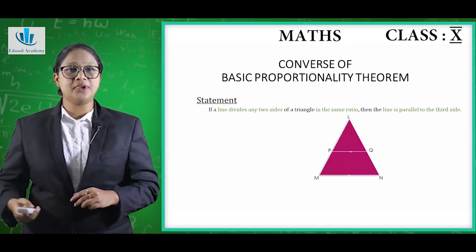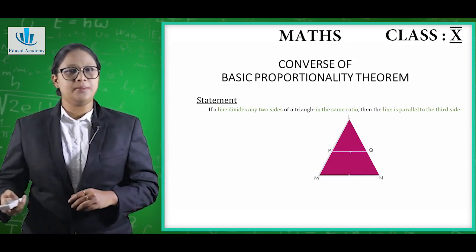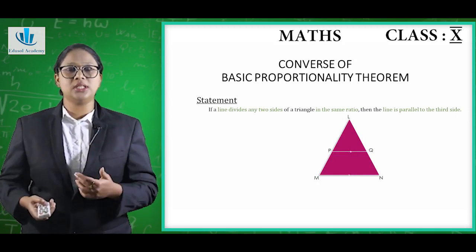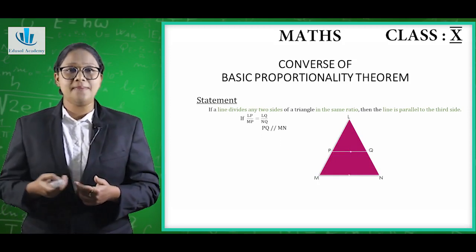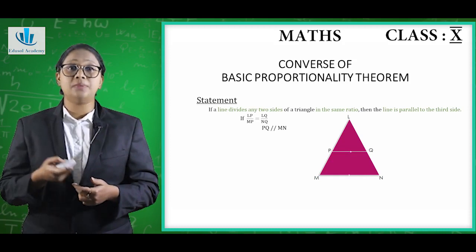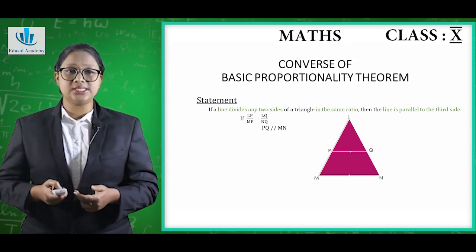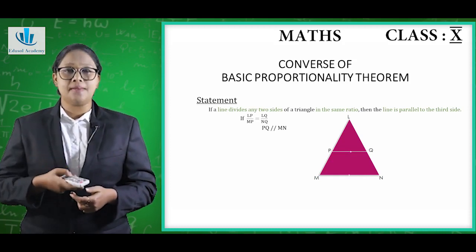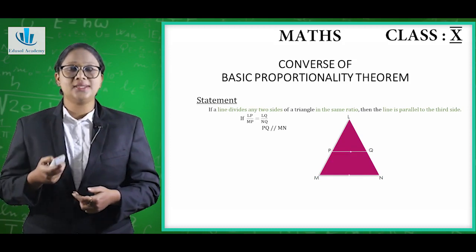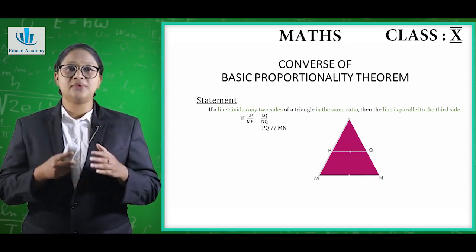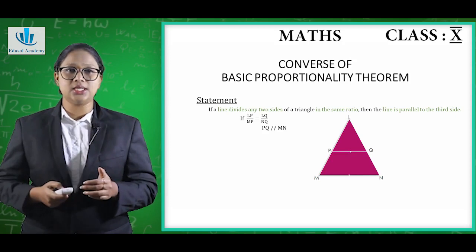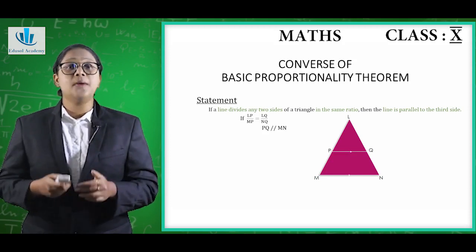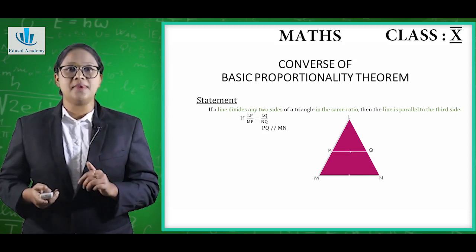As you can see in the figure, we have the triangle LMN, the same triangle which we used in the other topic. We have a line PQ, and the condition is that LP over MP is equal to LQ over NQ. If it satisfies that condition, then we can conclude that PQ is parallel to MN.